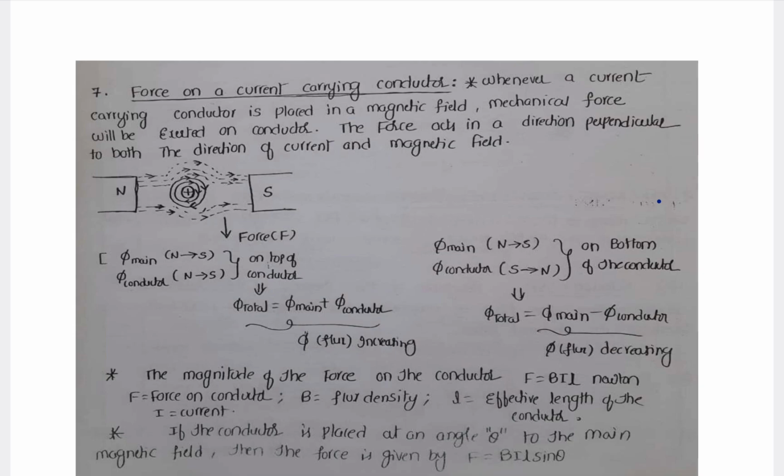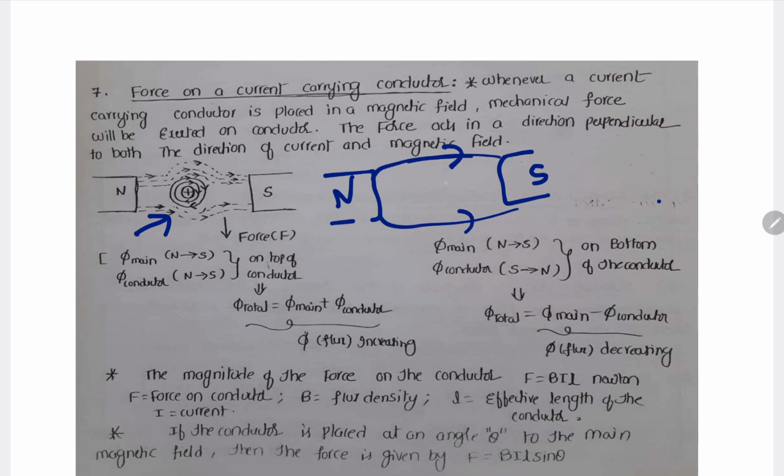Now let us see force on a current carrying conductor. As already we have discussed, whenever a current carrying conductor is placed in a magnetic field, force is going to exert on the conductor. See here, this is a north pole and this is a south pole, and this is a flux direction. And here this is a conductor, and on the conductor this is a flux direction.